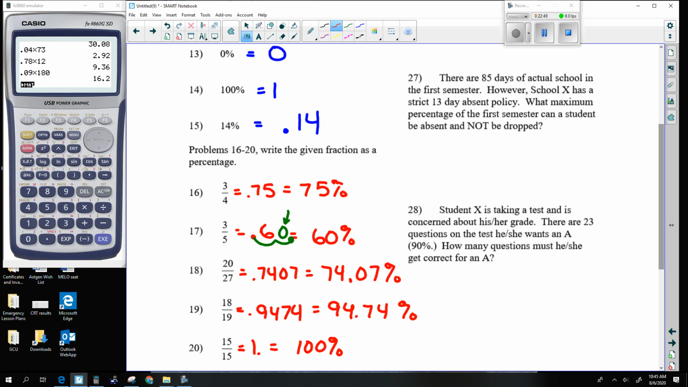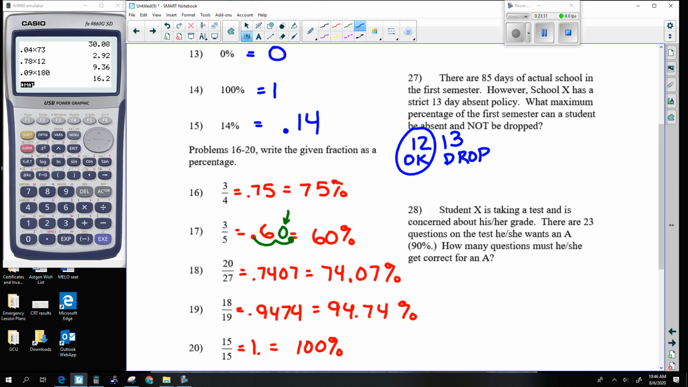There's 85 days of actual school in the first semester. However, student X has a strict 13-day absent policy. What is the maximum absent percentage of the first semester? Can a student be absent and not be dropped? Okay, this is applying to our absent policy, where 12 you're okay, 13 you're dropped. So this is somewhat of a trick question. How many days can they be absent and still not be dropped? Well, that's 12. They can be absent 12 days.